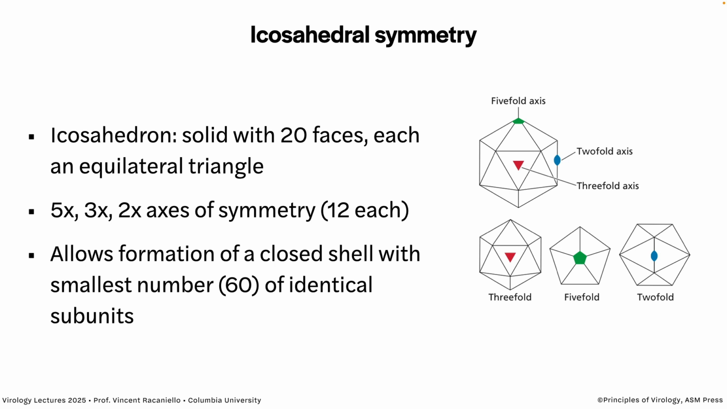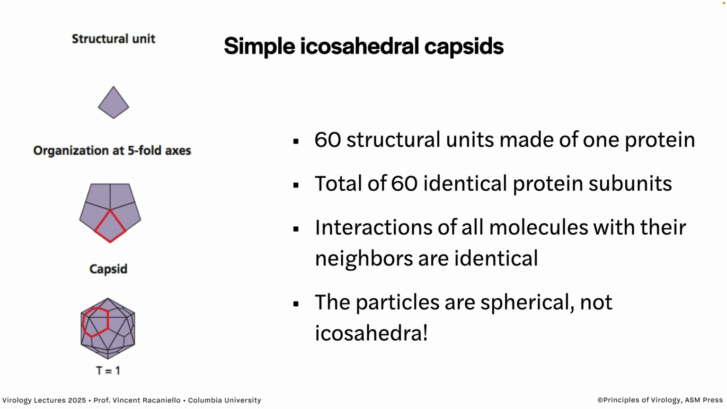Okay, so how do we make a virus particle out of this? The simplest ones are made up of 60 structural units made of one protein. Remember, that says structural units. That's one level higher than subunit, because they're only composed of 60 protein subunits, so that means each structural unit is composed of only one subunit.